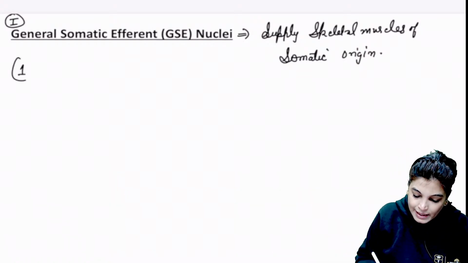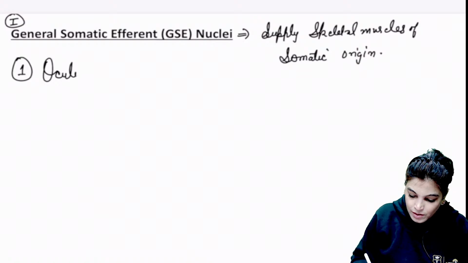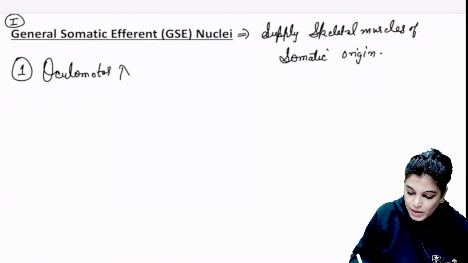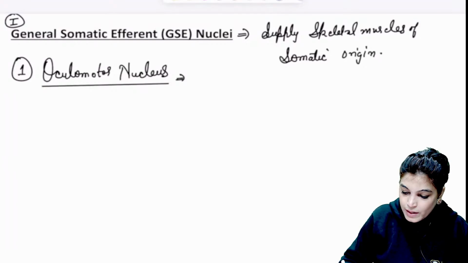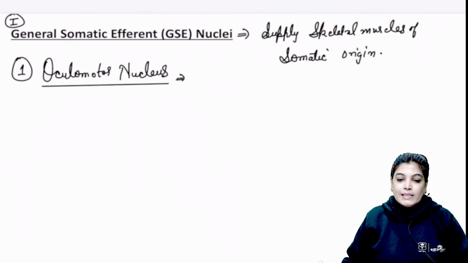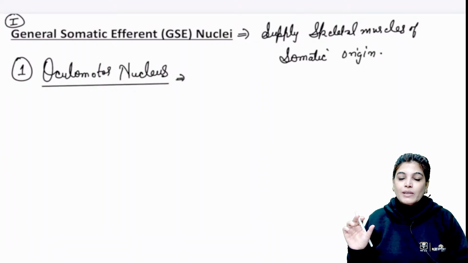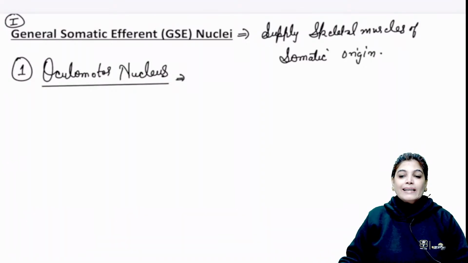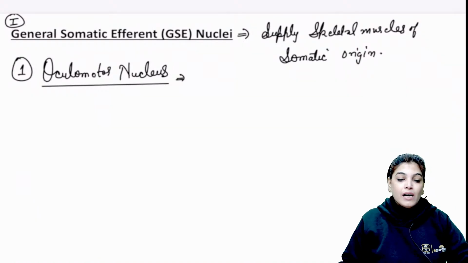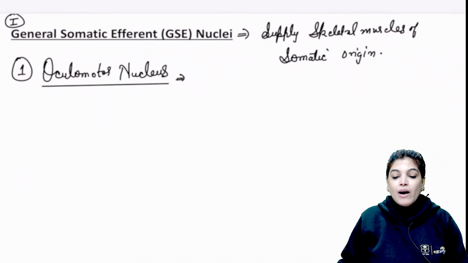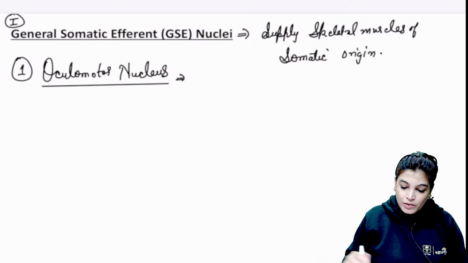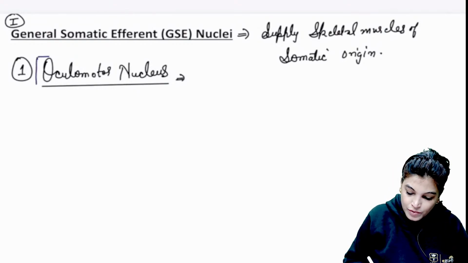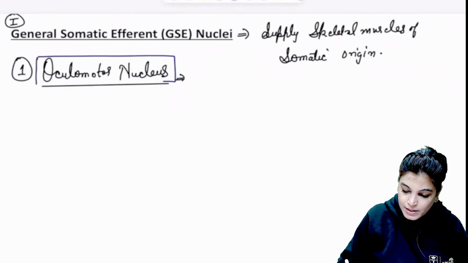The first in this category is the oculomotor nucleus. What is the location of the oculomotor nucleus? It is situated in the midbrain at the level of the superior colliculus, and its fibers supply all the extraocular muscles except lateral rectus and superior oblique. So if I am talking about the oculomotor nucleus, which nucleus are we talking about? Oculomotor nucleus.